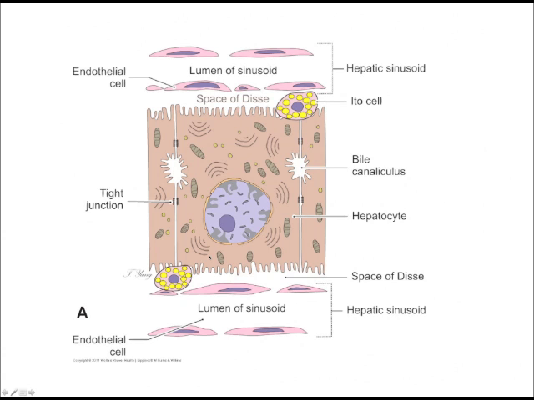The first portion of the duct system is actually between adjacent hepatocytes and called the bile canaliculus. The bile canaliculus is the very small space where bile is secreted out between two hepatocytes. Tight junctions between the hepatocytes seal off the area so that bile does not leak between the two hepatocytes.